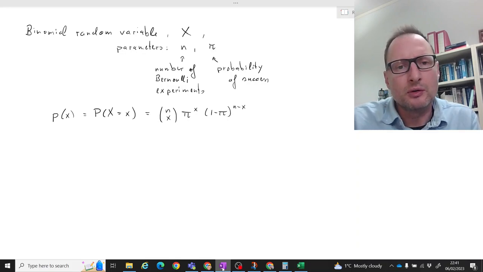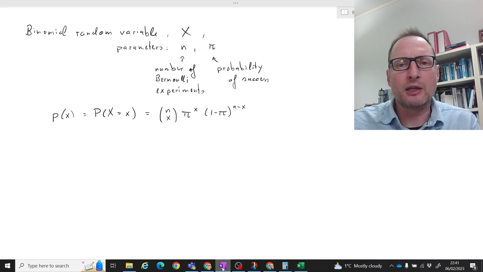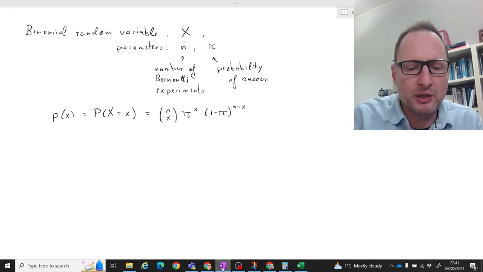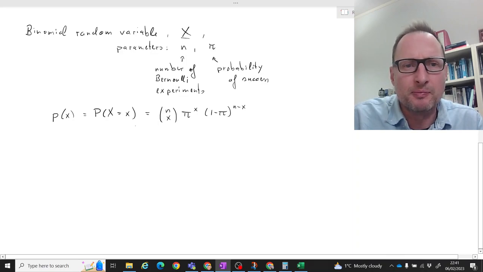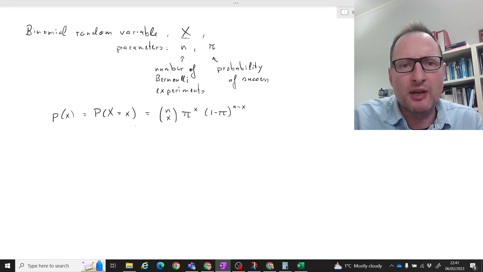In this video, we will briefly talk about how to calculate probabilities for binomial random variables, in particular the probability mass function. So here's the setup. We have a binomial random variable, which we call X. The parameters of this random variable are n, the number of Bernoulli experiments we conduct, and pi, the probability of success in an individual Bernoulli experiment.